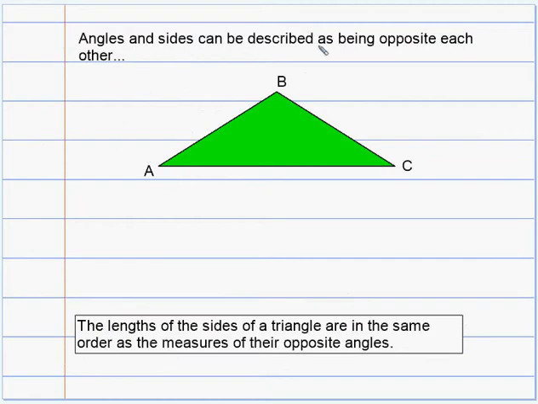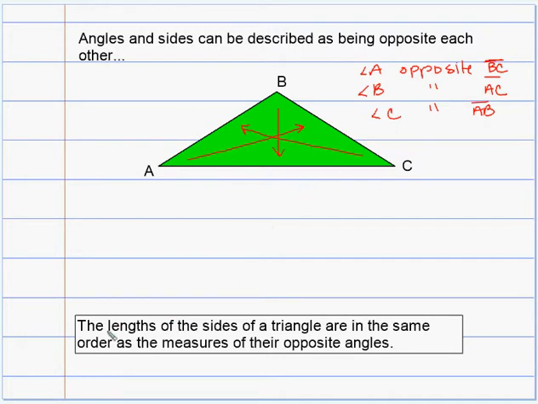Okay, angles and sides can be described as being opposite each other. So in this triangle, angle A is opposite side, and in this case there's segments BC, and angle B is opposite this side, side AC, and angle C is opposite side AB. I'll draw this one in here. Okay, so their sides are opposite each other.